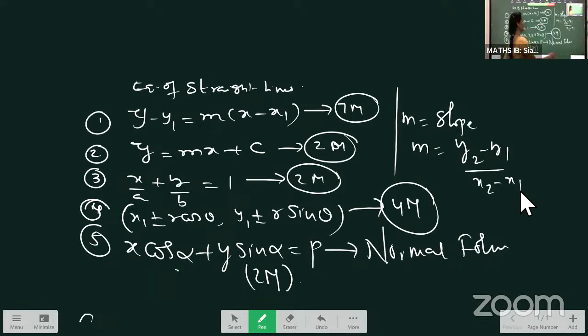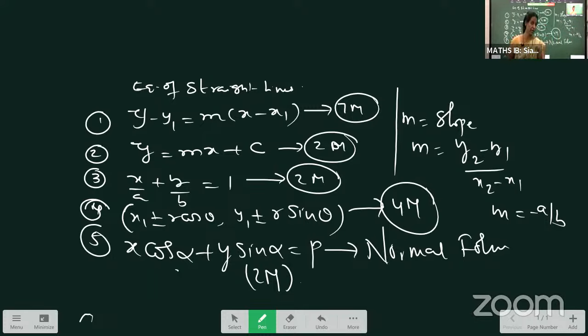And one more formula for m is minus a by b. M is equal to minus a by b. When will this be used? When the line is given to you and the points are not there, then we use m is equal to minus a by b. These are the major points I'm telling you.